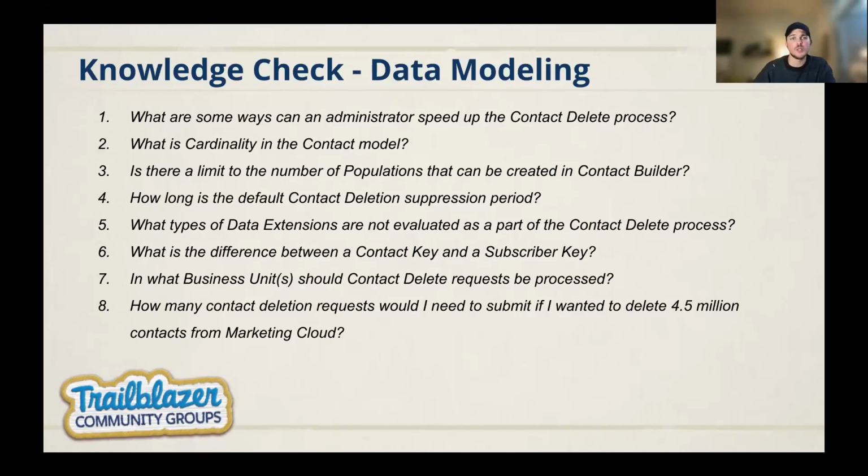But know that when you create a relationship or link data extensions in the contact model, you'll have to define cardinality as part of that process. Is there a limit to the number of populations that can be created in Contact Builder? I think best guidance is 2 or 3. Most recent guidance is you don't want to go past that in terms of performance on the platform. So just keep that in the back of your mind.